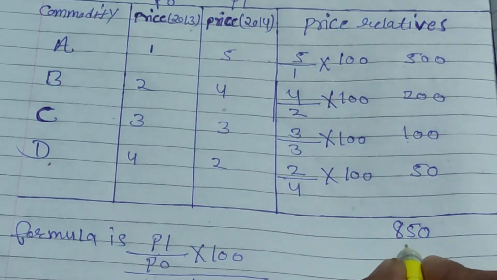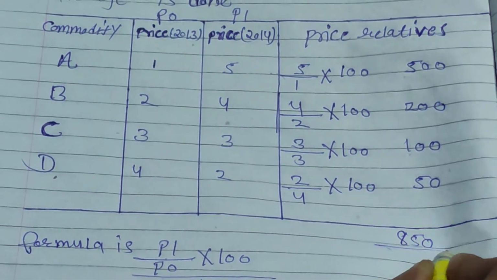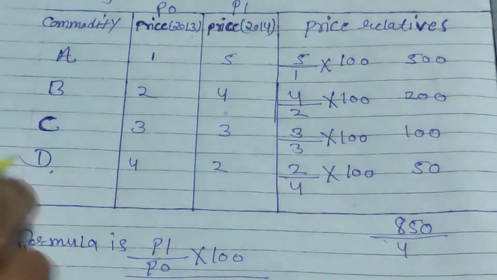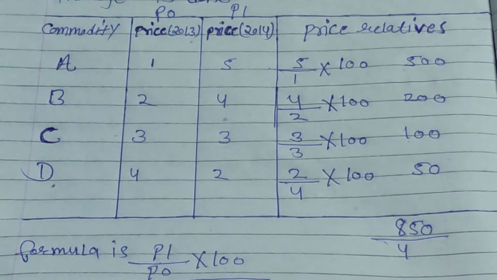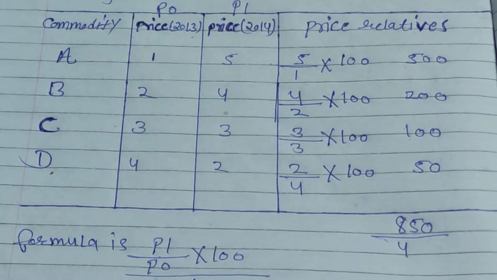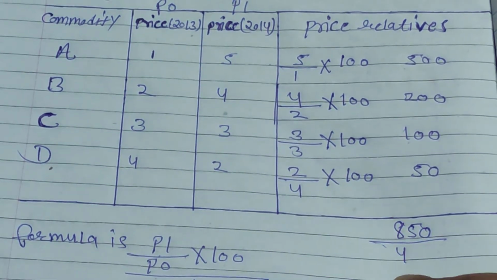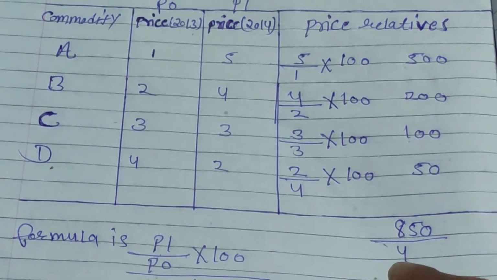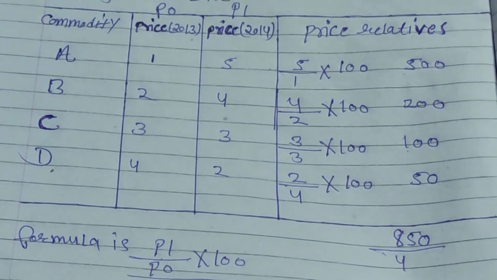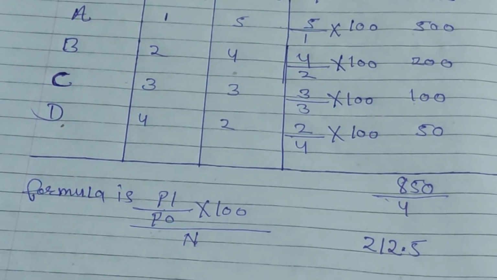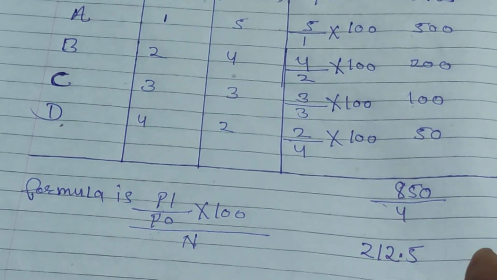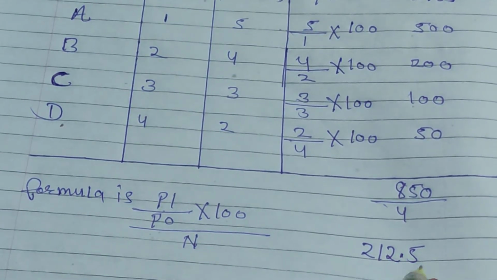Now 850 divided by 4. Why 4? Because we have these A, B, C, D, 4 commodities. So 212.5 is coming. This is not the final answer of this question.